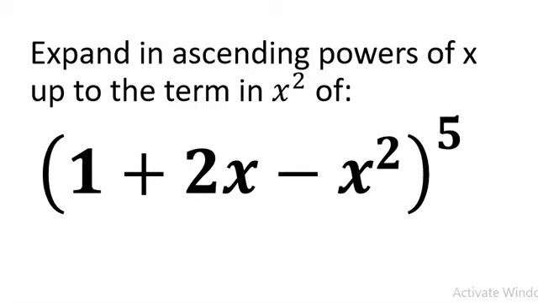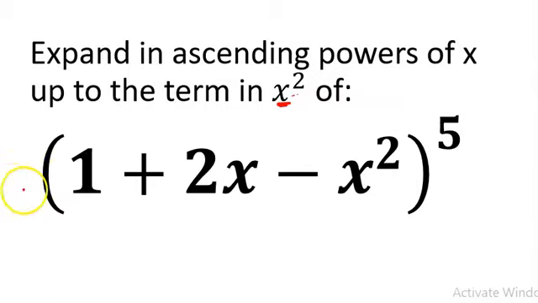Welcome to Autism Mathematics. In this video, expand in ascending powers of x up to the term in x squared the expansion of 1 plus 2x minus x squared, all raised to the power 5. Now this is a problem in binomial expansion.